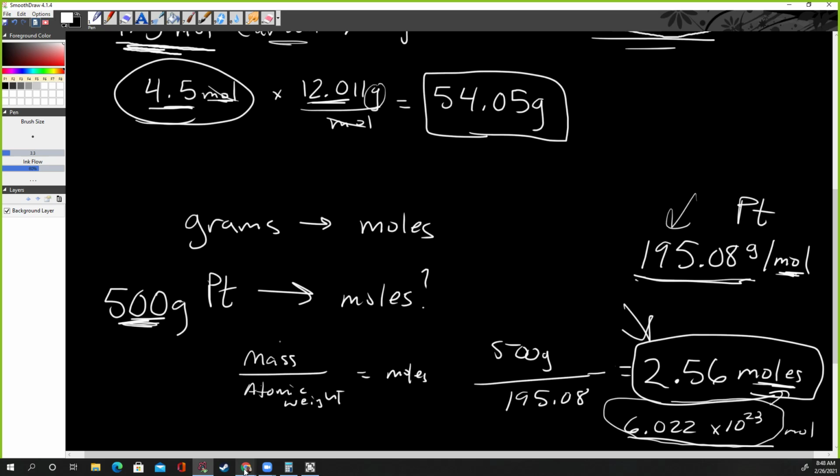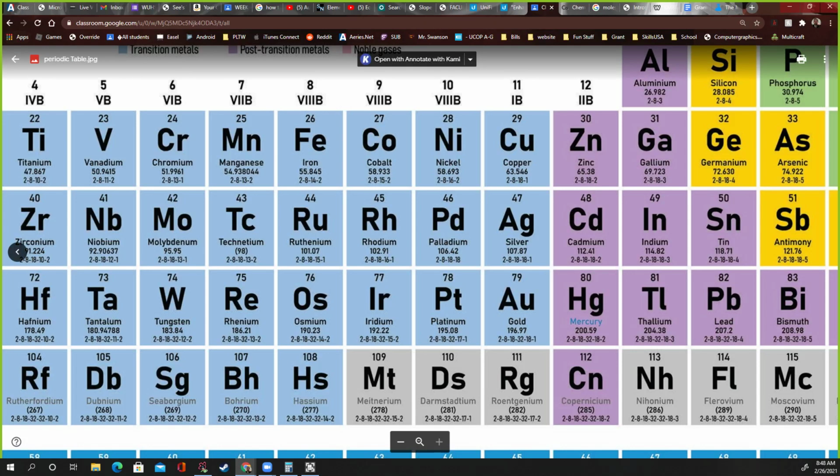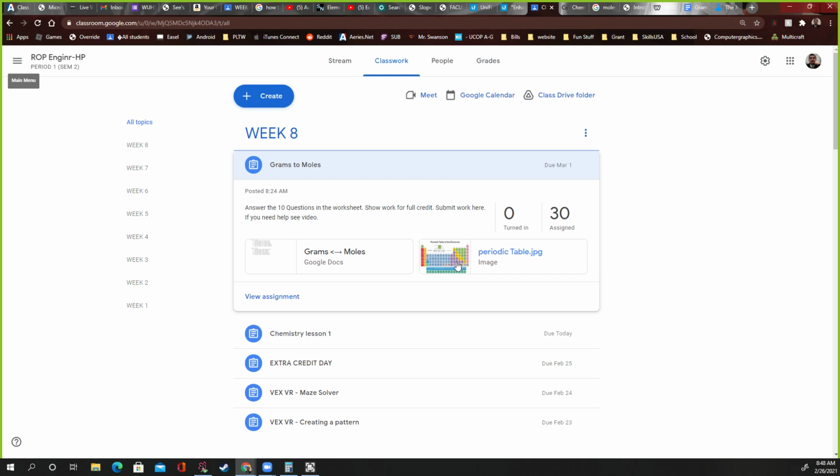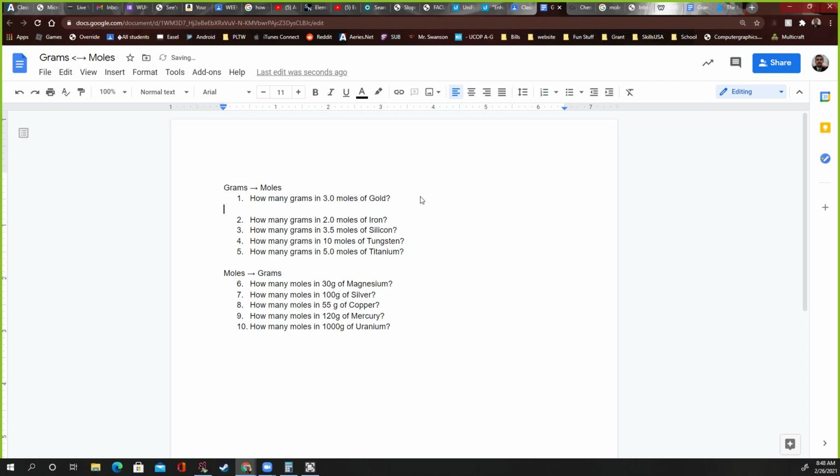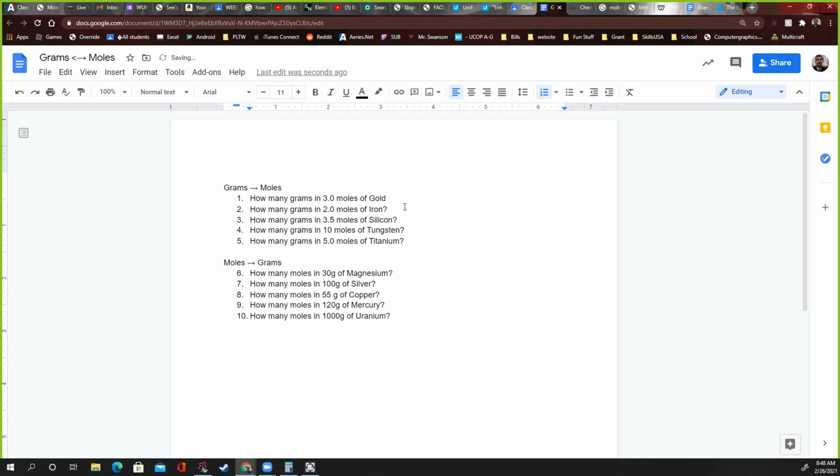So your assignment for the day, if you get out of here, I left this periodic table for you so you can look up those numbers. You'll need them. And really, you're just going to convert grams to moles like I did for 5 substances, and moles to grams for 5 substances, and show your work. If you need to, you can always just enter in space right here or whatever you need to do to give yourself as much space as needed. Okay? So that's all you'll have to do for the assignment.